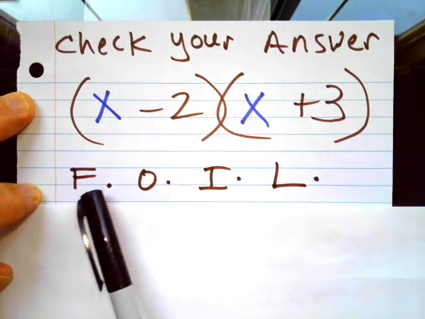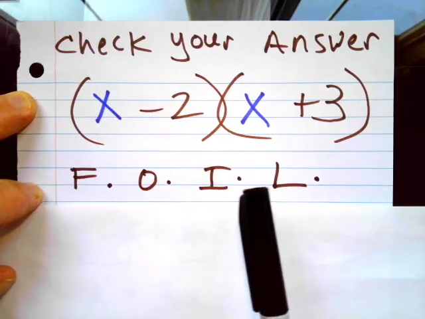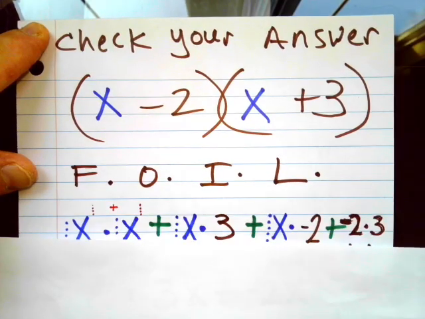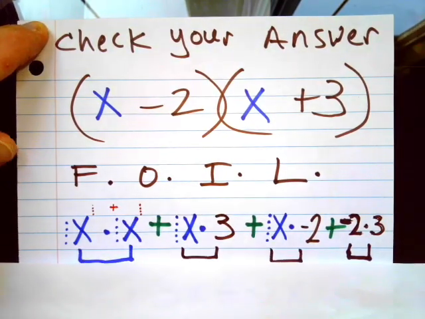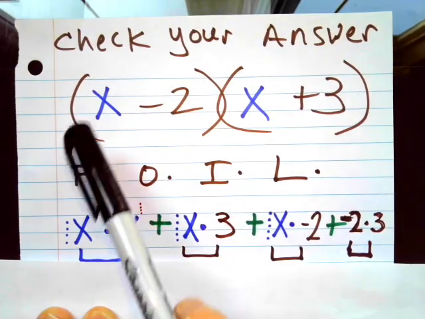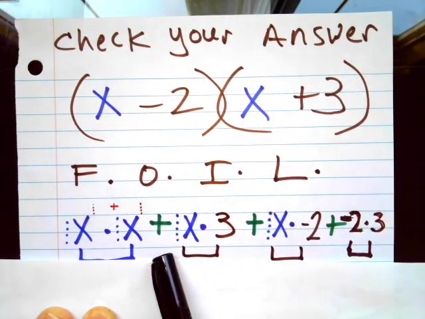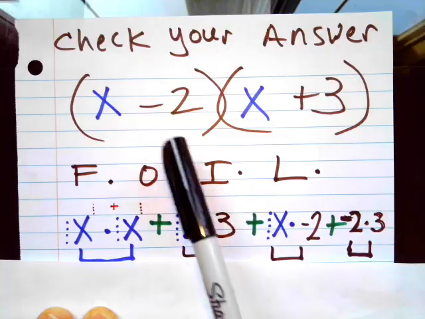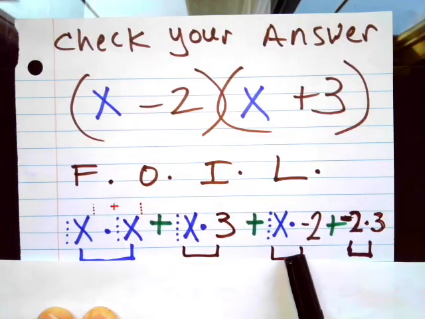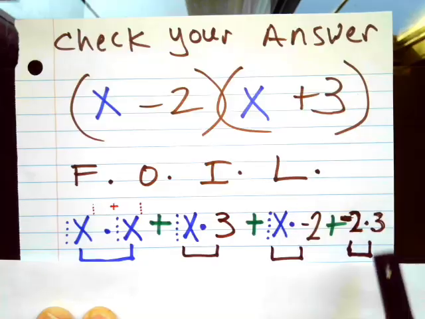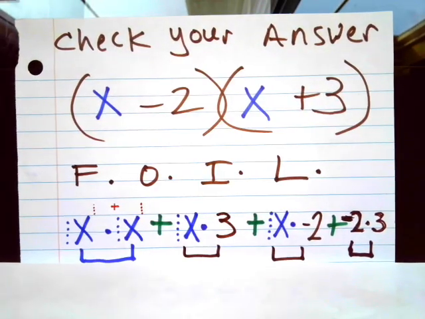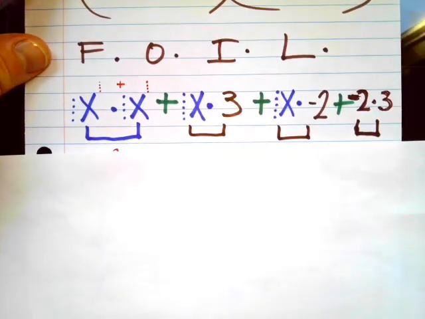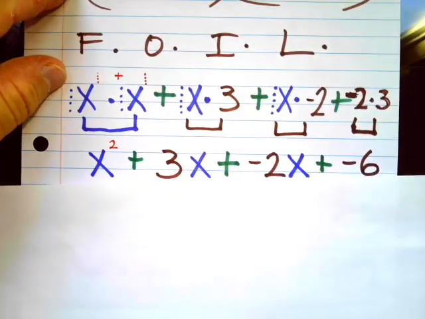First term multiplied with first term. Outer term times outer term. Inner term times inner term. Lastly, last term times the last term. So in performing the FOIL, it's going to be x times x plus x times a positive 3 plus negative 2 times x, or x times negative 2, and then negative 2 times that positive 3. That's my last terms. I am going to multiply, then combine like terms, checking my answers.